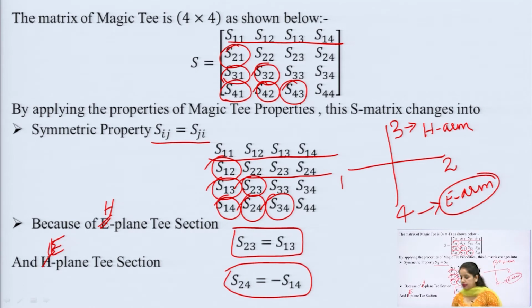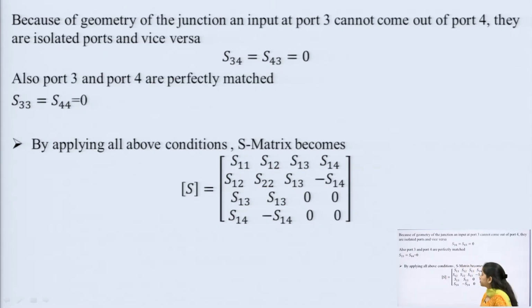Now, as per the geometry, as we know, whenever power is given to one of the collinear arms, it will not appear at the other. So, if the power is given to port 3, it will not appear at port 4, and if the power is given to port 4, it will not appear at port 3. So, S34 is equal to S43, which should be equal to 0.